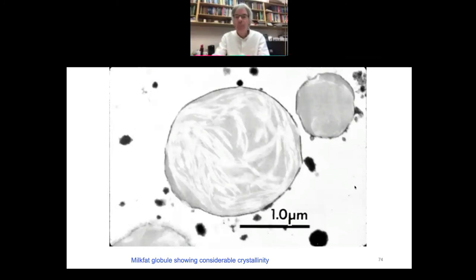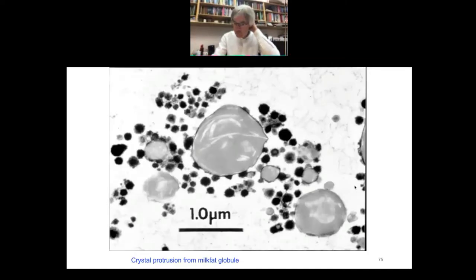So now we have to recognize, if we use non-dairy fat, we have to recognize the saturated fat level and the solid liquid fat ratio, and then the optimal temperature for whipping. You could see a crystal inside that droplet that's led to protrusion and weakening of that droplet, and that's going to lead to more coalescence.